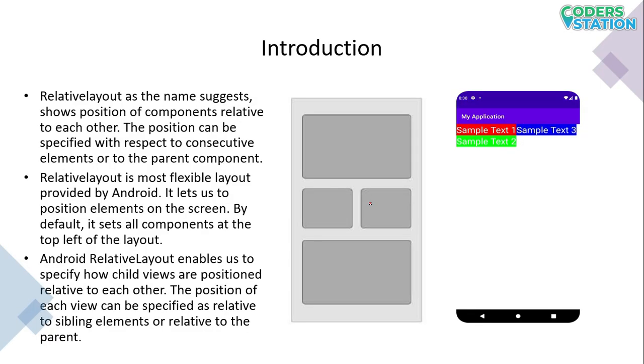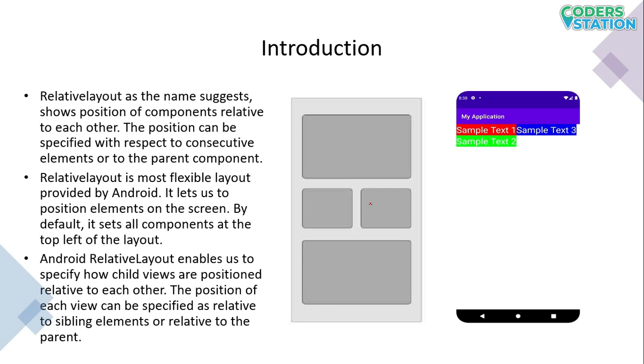Relative layout, as the name suggests, shows the position of a component relative to each other. The position can be specified with respect to the consecutive elements or to the parent component. It is the most flexible layout provided by Android. Whatever elements we place on a screen will be placed on the top left of the screen, and for each child view that we place after that, we have to mention the relation with the first element that we have already placed on the screen.